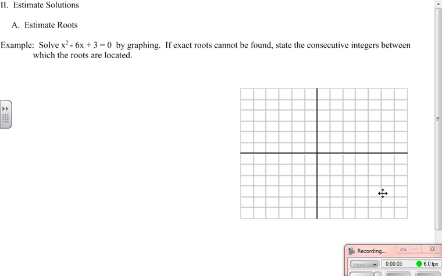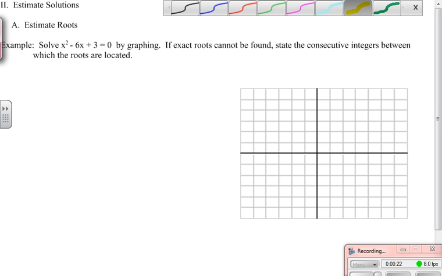So part 2 of the 6.2 video is going to continue with the last two examples. So we don't always get exact answers when we graph. Not everything is going to wind up exactly at (4, 0) or (-3, 0). So sometimes we're going to be between values.